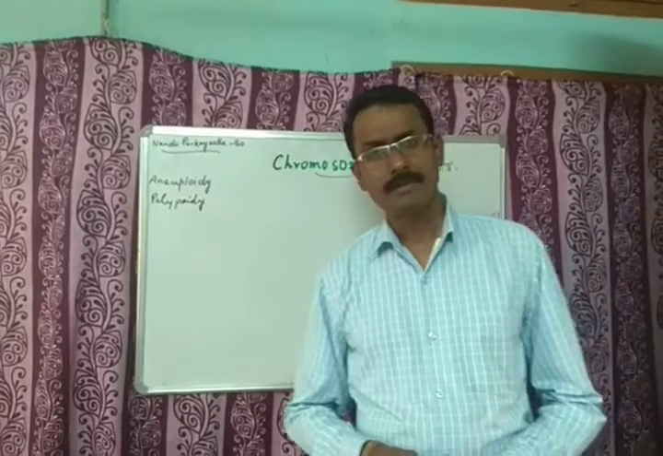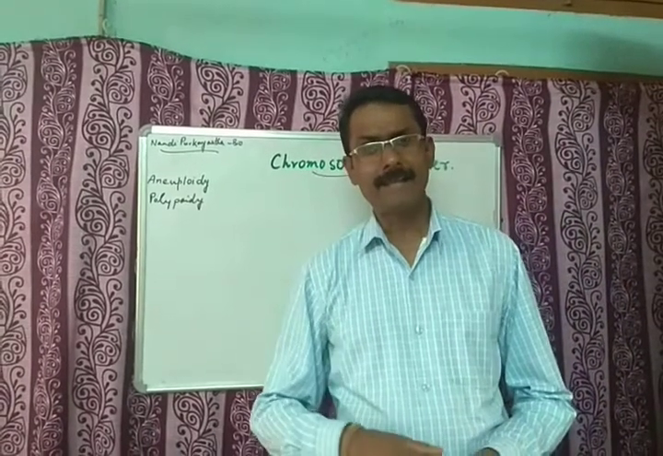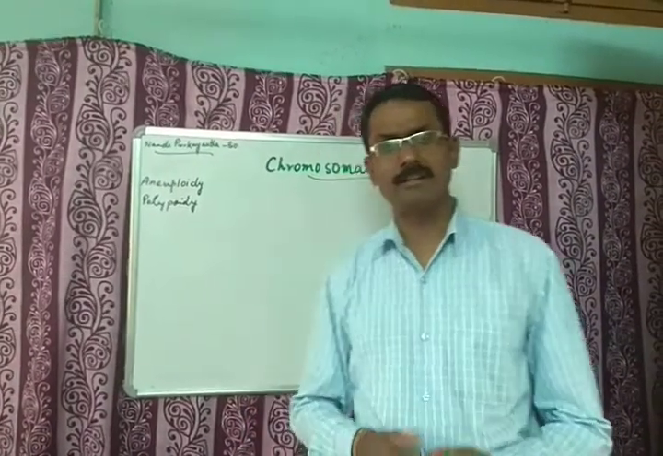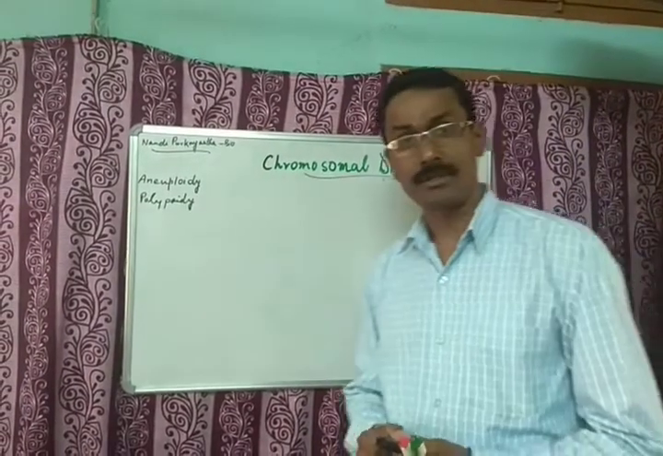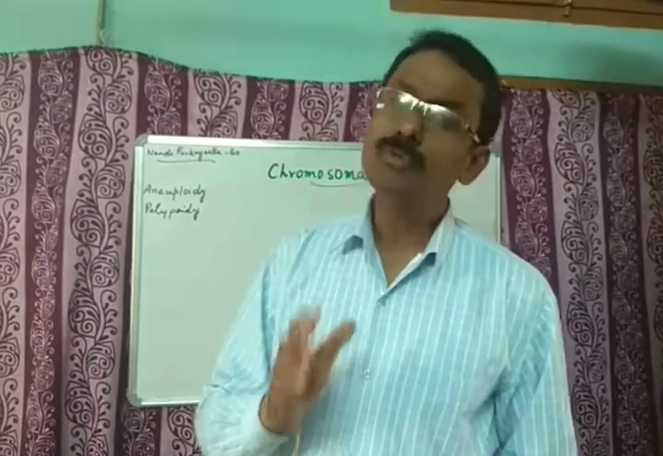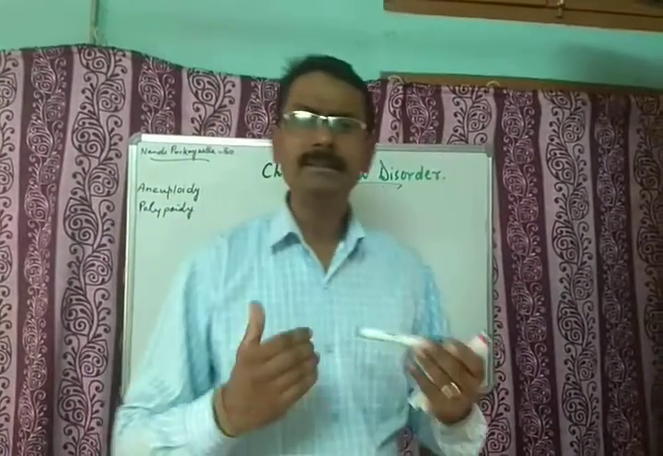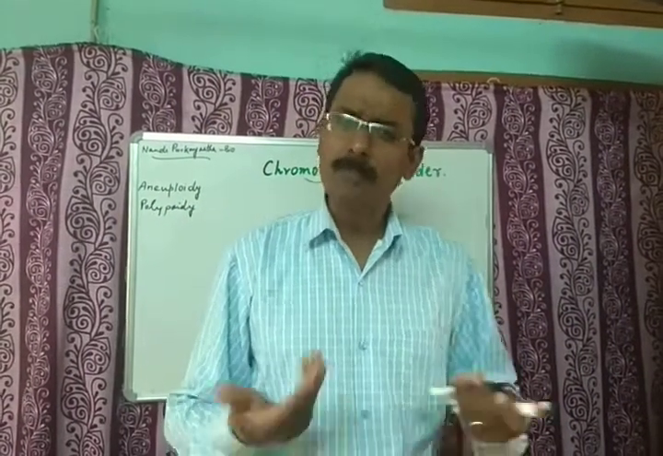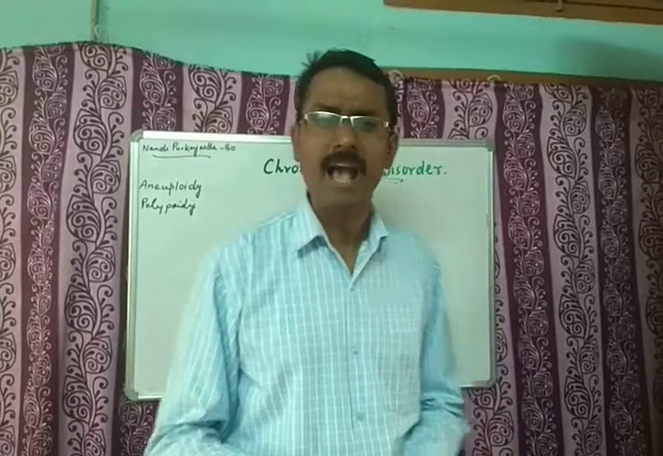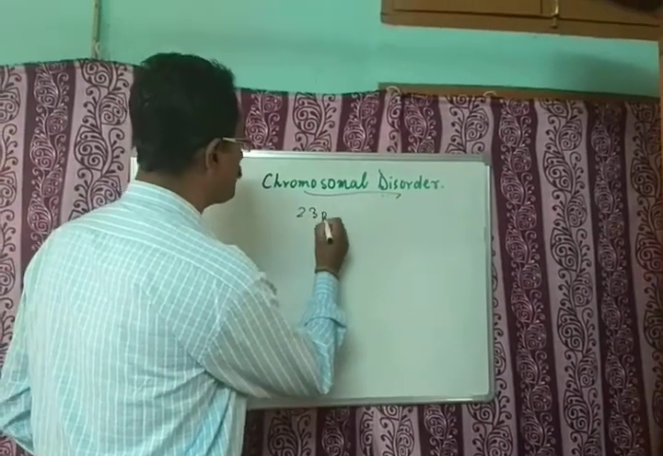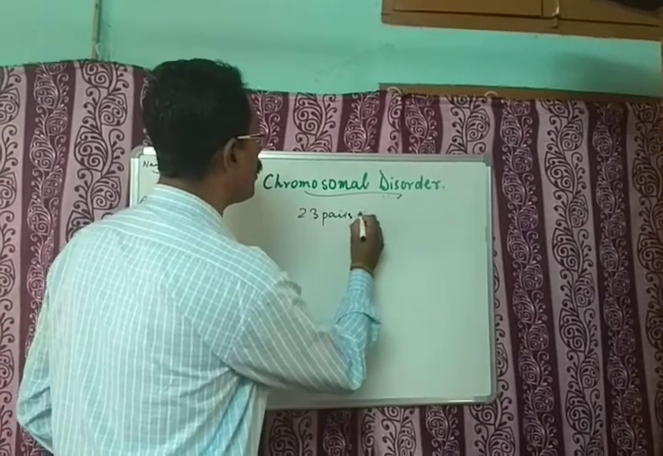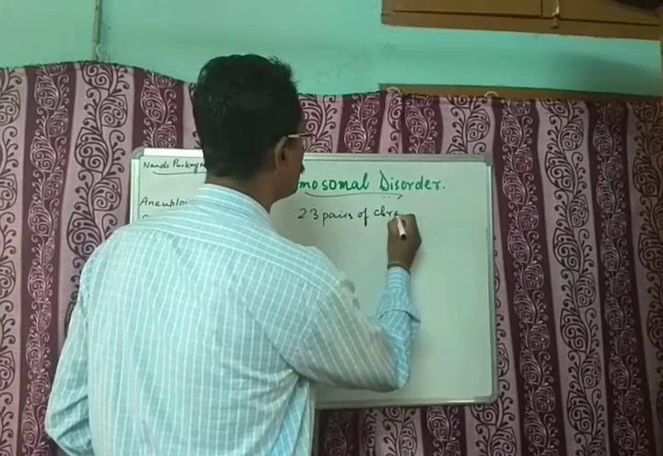Namaste students. Today let's start another part of the genetics lesson, that is the chromosomal disorder. Before that, dear students, we need to know the number of chromosomes or the pairs of chromosomes that we have. We have 23 pairs of chromosomes.